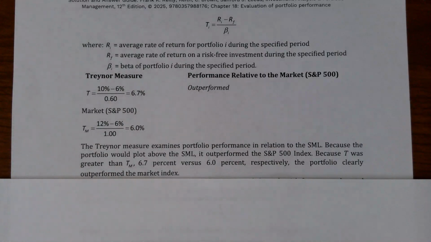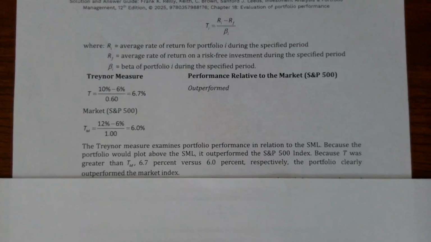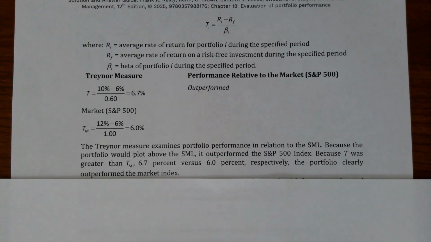Okay, this is the solution for problem 2. Problem 2 in the textbook, they give you information about one risky portfolio. They call it X. And then they want you to compare that to the market information. What do they give us here for the market? The Standard & Poor's 500 index. That's what they use as the market portfolio.